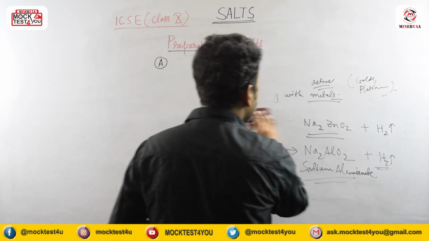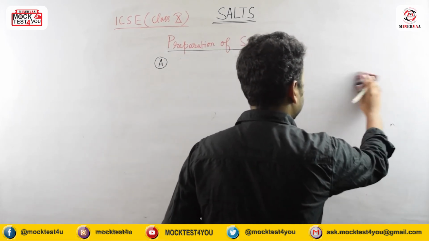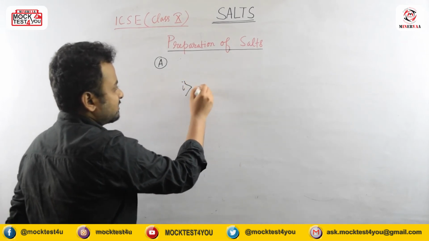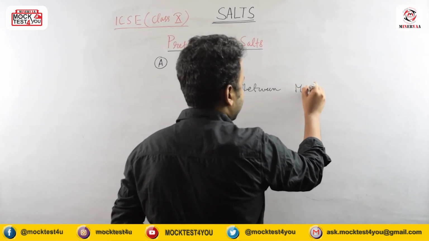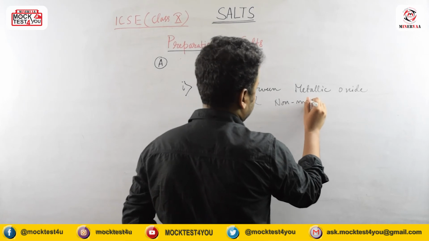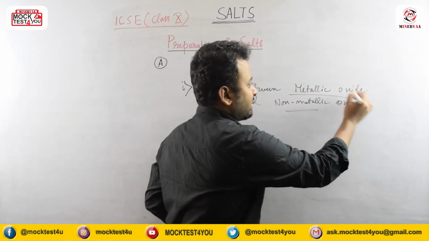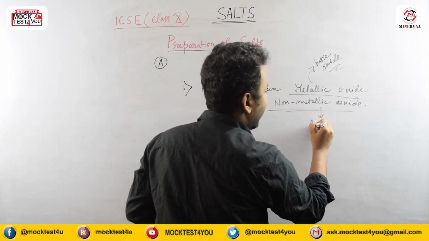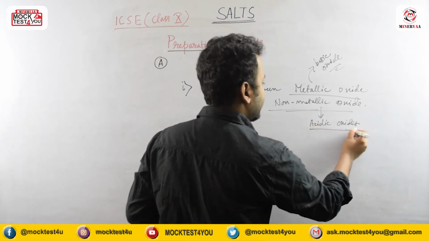Finally, we will see the preparation of insoluble salts. So how are insoluble salts prepared? The first method of preparation is reaction between metallic oxide and non-metallic oxide. We know metallic oxides are always basic oxides, and non-metallic oxides are acidic oxides. So metallic oxide is reacting with non-metallic oxide to produce an insoluble salt.